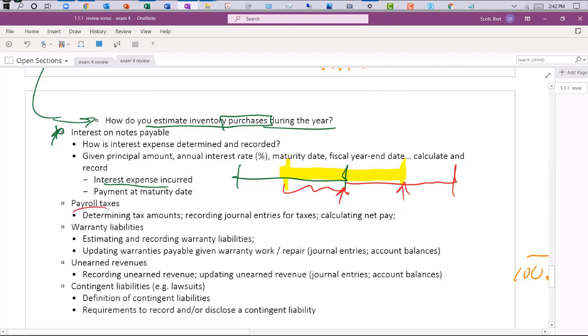But pay close attention to dates. Don't be too quick in that. Sketch it out, kind of like we talked about in class. Payroll taxes, we talked a little bit about that as well. What are the journal entries for taxes?